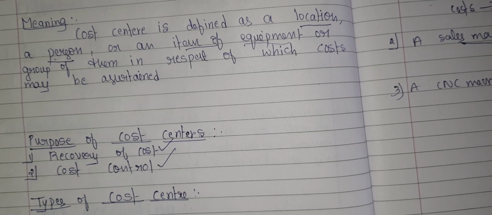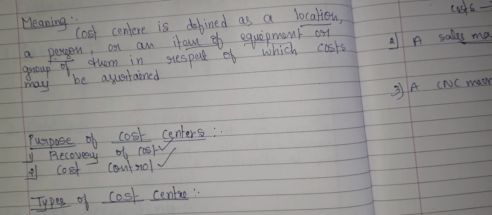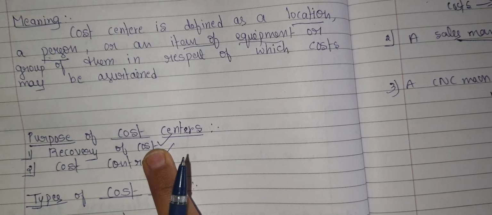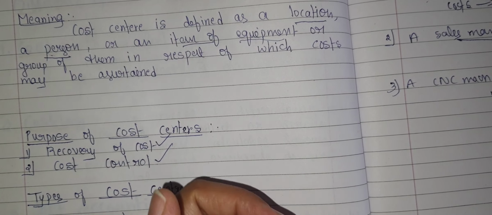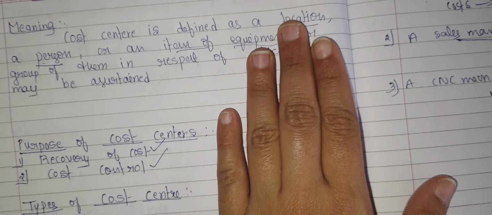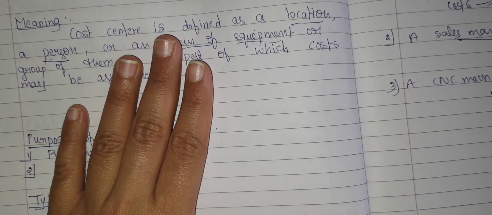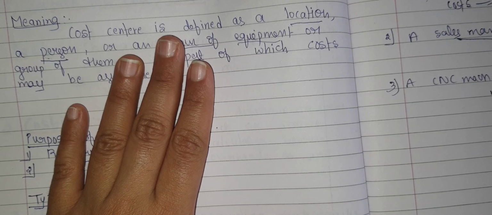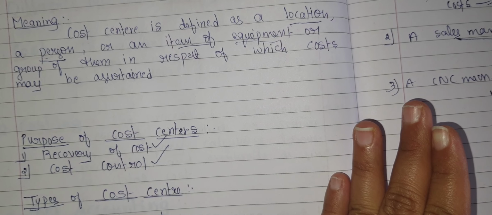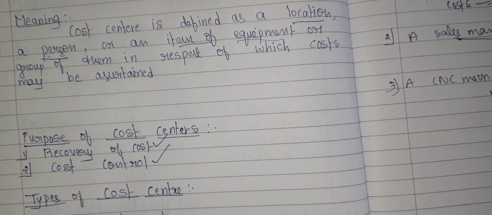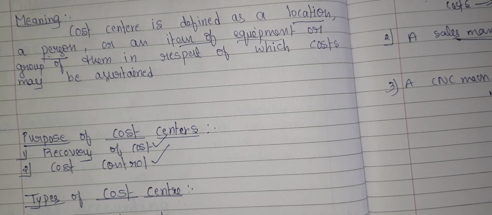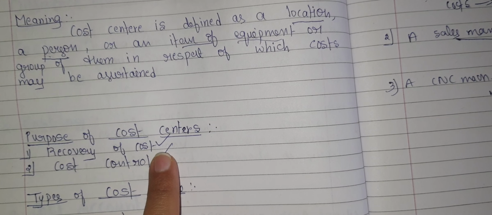The first purpose is recovery of cost. It means what? Here costs are collected, classified and accumulated in respect of a location, person or an item of equipment. And then the costs are distributed over the products for recovery of incurred cost. So the main purpose of cost center is recovery of cost.